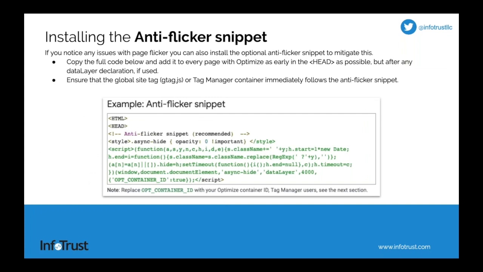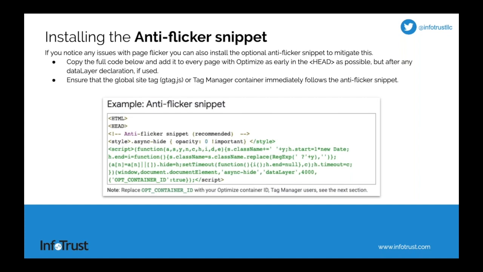If after installation you notice any issues with page flicker, you can also install the optional anti-flicker snippet to help mitigate this. Similar to other formats of installation, you would copy this snippet, which is accessible pretty easily from within the Google Optimize interface, and make sure you install it on every page that Optimize is going to be used on.